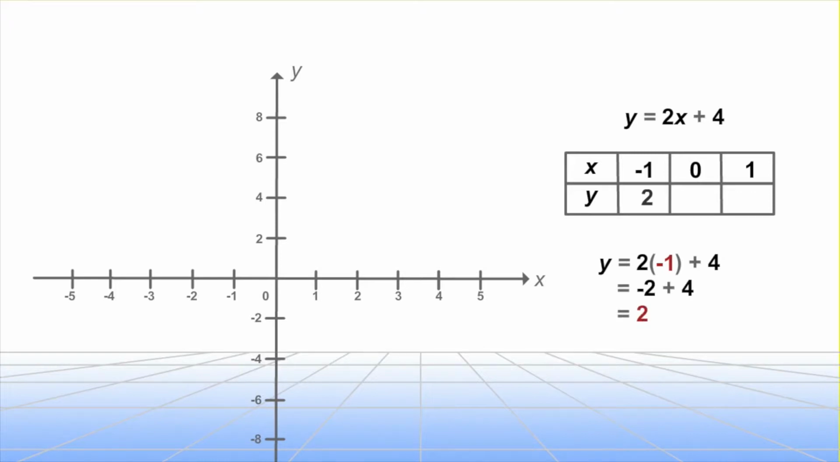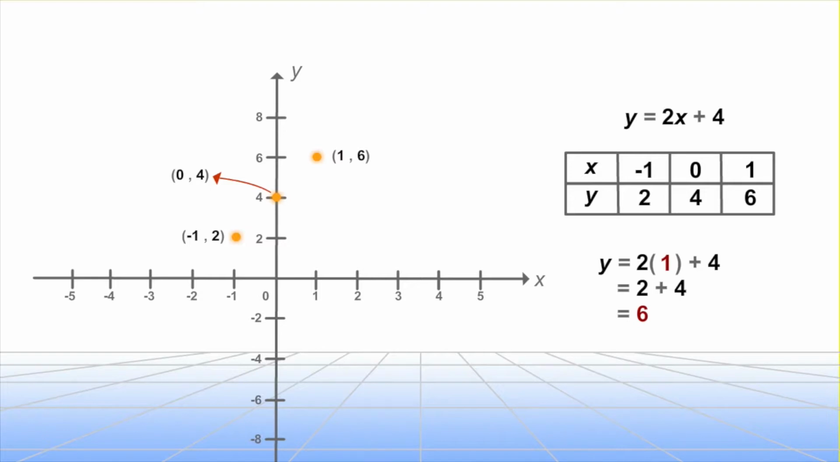Now, we plot the point -1, 2 on the graph. Next, when x is equal to 0, it is easy to see that the corresponding y value is 4. Let us plot this point, 0, 4, on the graph. Finally, when x is equal to 1, the corresponding value of y is 6. So, we plot the point 1, 6 on the graph.